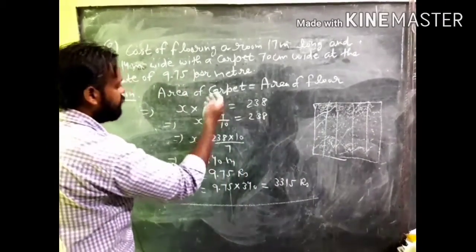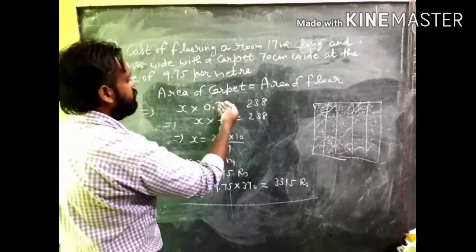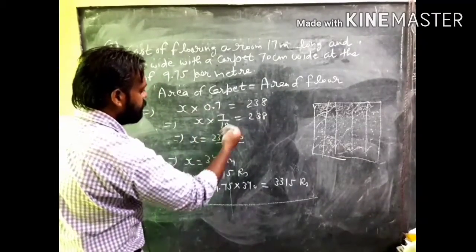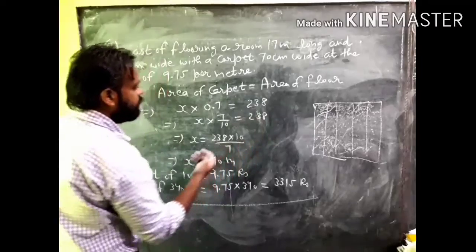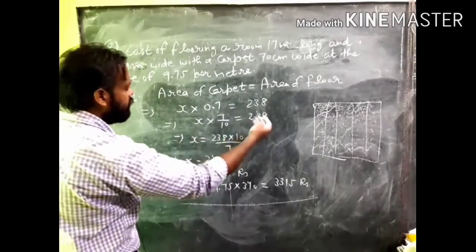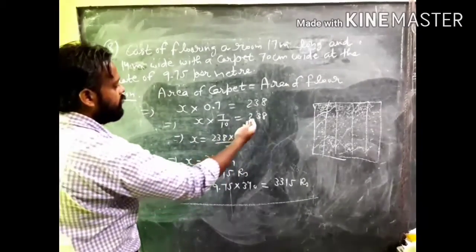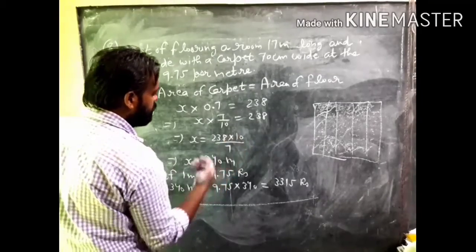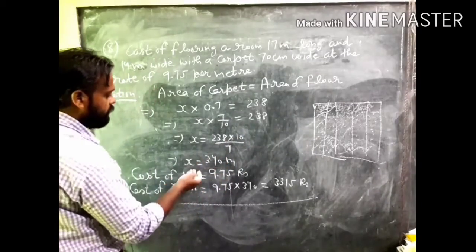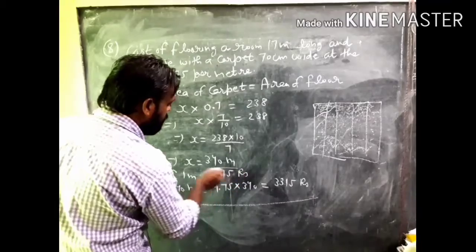So to remove the complexity of the sum, remove this decimal here: 7 by 10 you can write here, is equal to 238, and then x is equal to 238 into 10 by 7. So after calculation it will become x is equal to 340 meters.